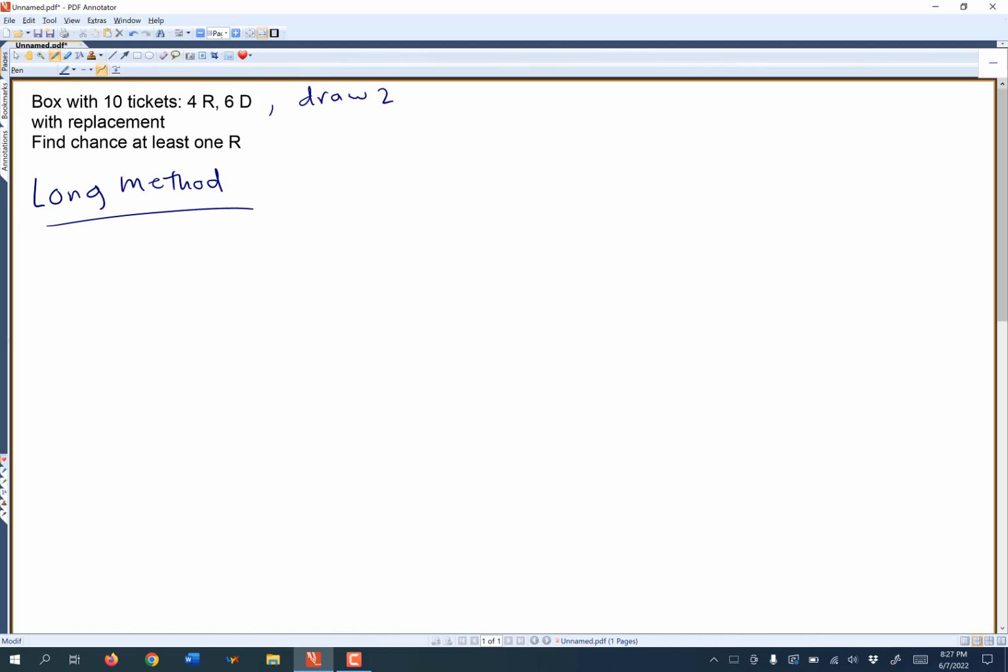So if you think about it, if you want a chance that there's at least one R, what are the things that would let you actually do that? You could draw an R and then a D. Or you could do a D and then an R. Or you can do an R and an R. All of those options would be at least one, right? So those are the things that would have at least one.